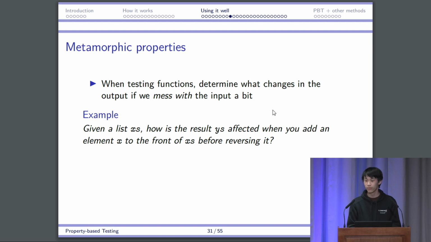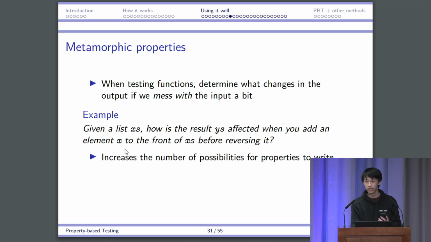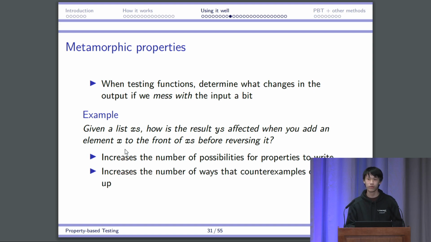So let's have an example. Let's say I have a list, I call it x's, and I reverse it, and I call it y's. How is the result affected if I instead added an extra element to the front of x's before I reversed it? This kind of specifying properties actually increases the number of possibilities for properties to write, because you have all these interactions between different operations that we can encode into their own separate property. It also increases the number of ways counterexamples could pop up, because interactions mean more coverage, which means more places to uncover bugs.